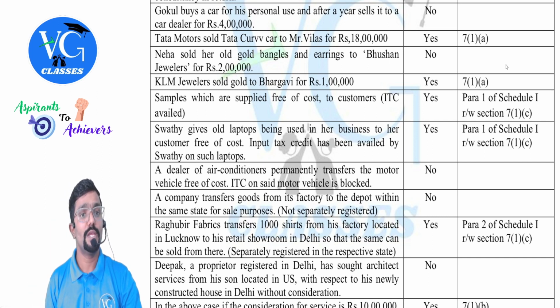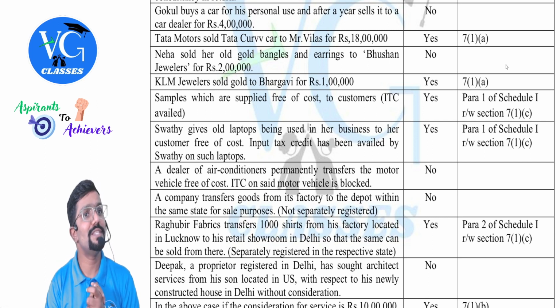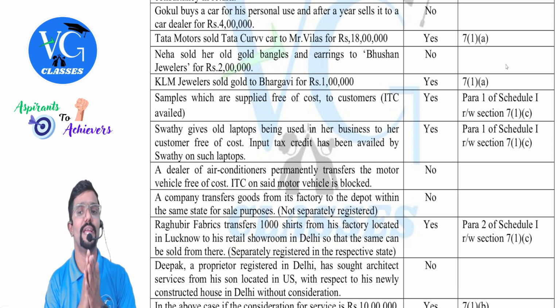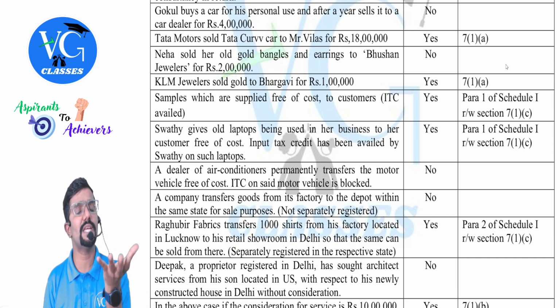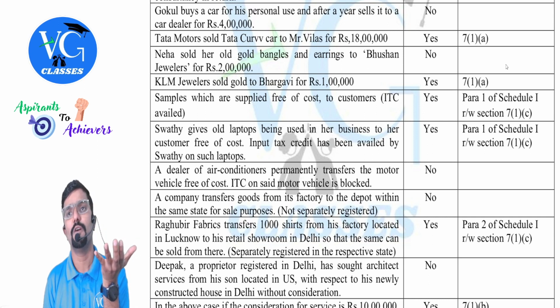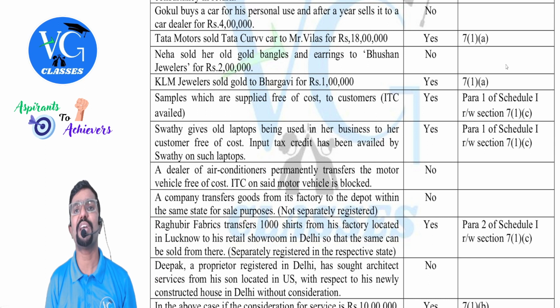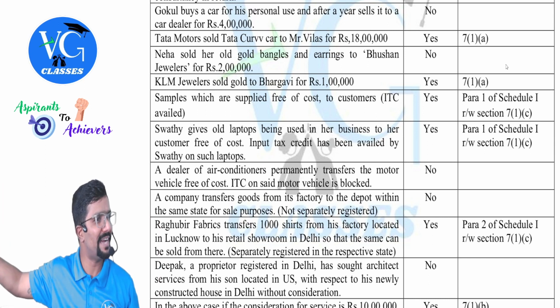Next, you observe, KLM Jewelers sold gold to Bhargavi for 1 lakh. So who is the supplier? KLM Jewelers. Is it in the course or furtherance of business? Yes, it is a supply. And guys, whenever we are checking in the course or furtherance of business, for whom should we check it? Supplier. Because who is liable to pay GST, guys? Supplier. Only in very few cases, the recipient is liable to pay under RCM.